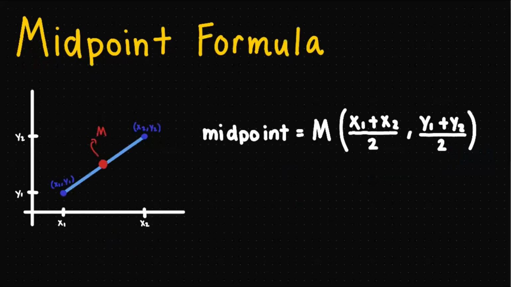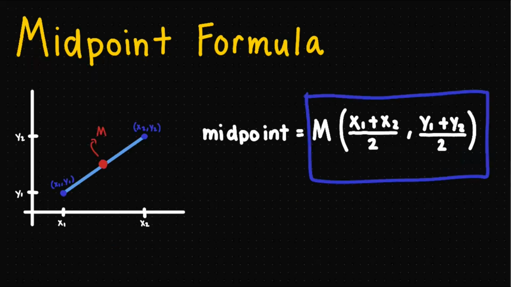Fortunately, we have a formula for this one. The midpoint formula is given by this, wherein the x coordinate is equal to x sub 1 plus x sub 2 all over 2, and the y coordinate is y sub 1 plus y sub 2 all over 2.